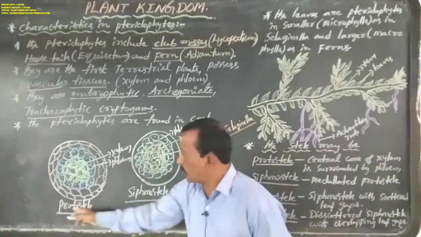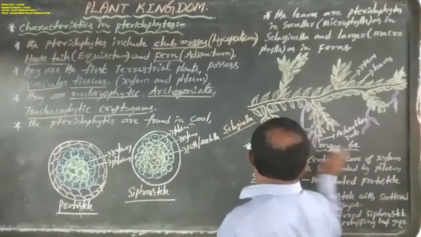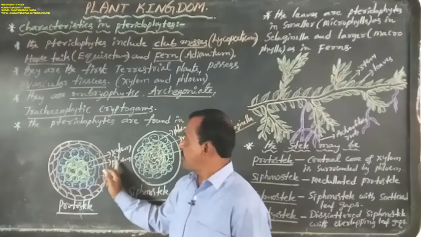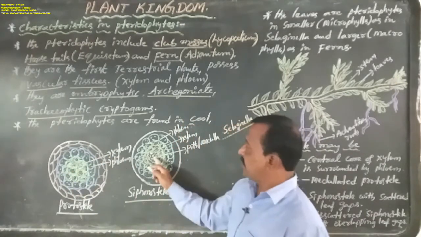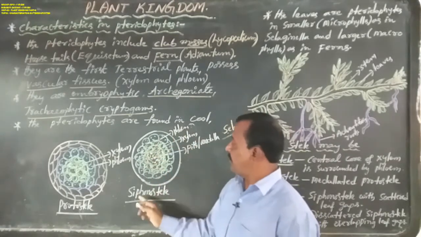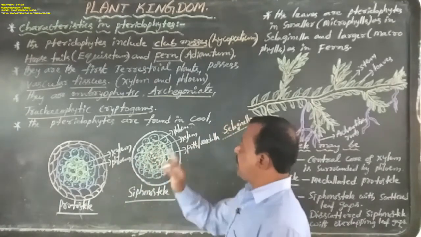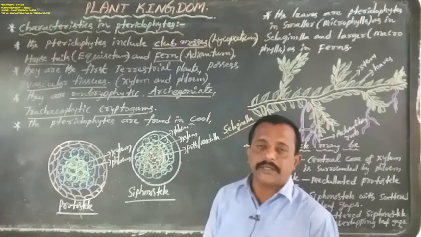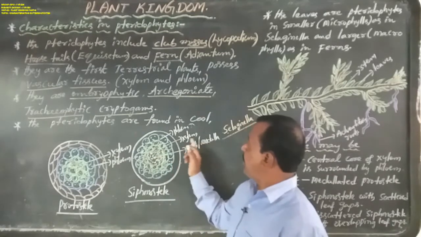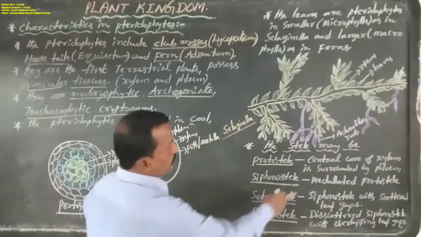Protostele means centrally located xylem is surrounded by phloem. Siphonostele means the central core of medulla or pith is surrounded by xylem and phloem. That is called siphonostele or medullated protostele. Next is solenostele.